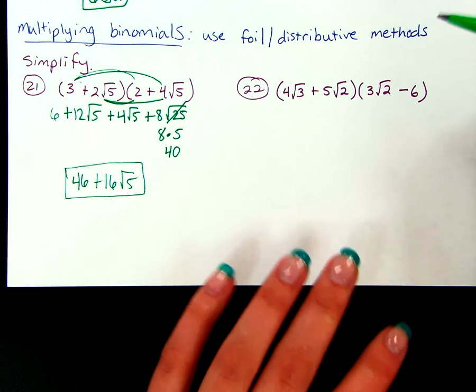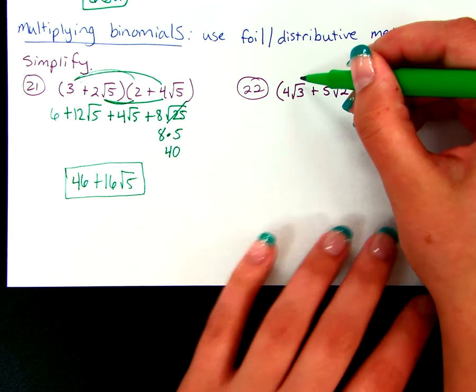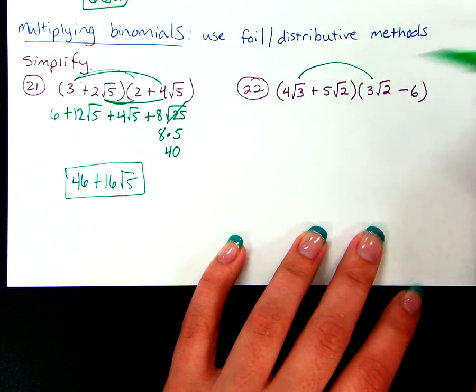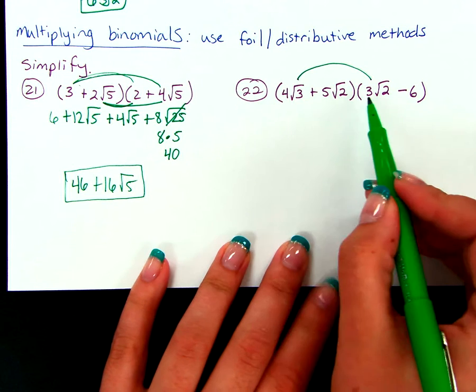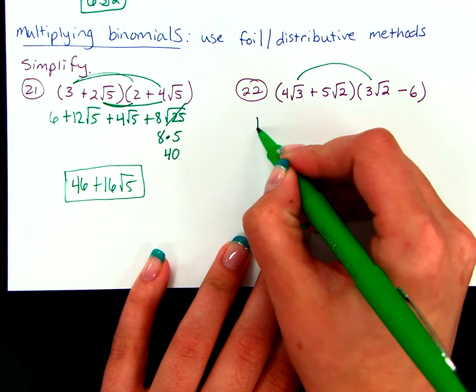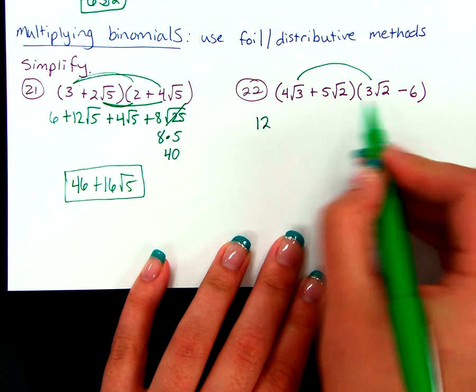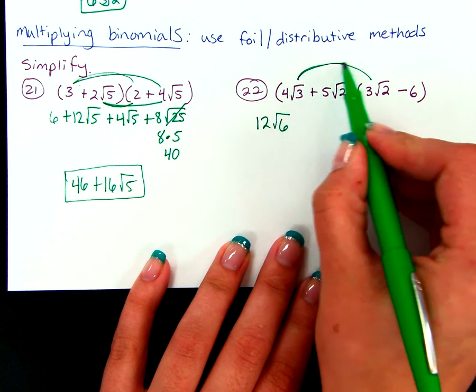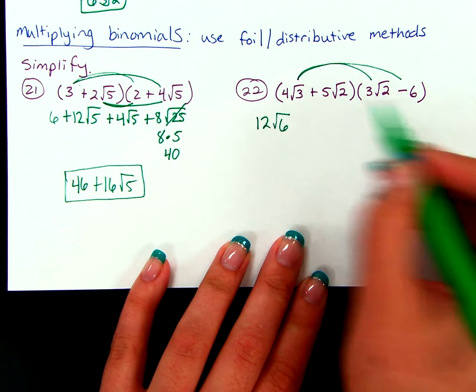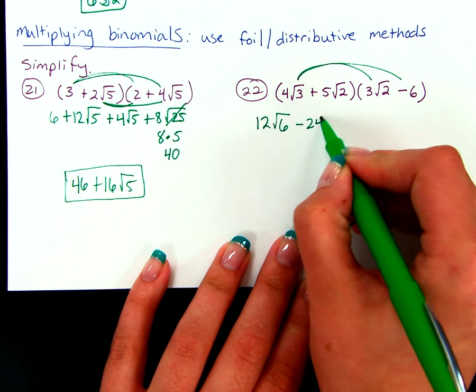All right, next one, same idea. So we're going to just FOIL. So 4 square root of 3 times 3 square root of 2. So then we multiply the outsides. So 4 times 3 is 12. Square root of 3 times square root of 2 is the square root of 6. And then we go to our next term. So 4 square root of 3 times negative 6 will be negative 24 square root of 3.